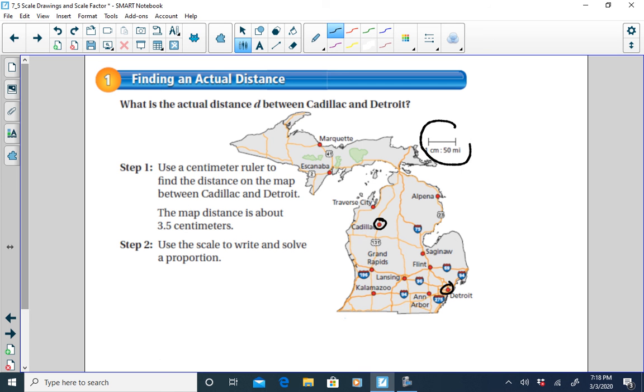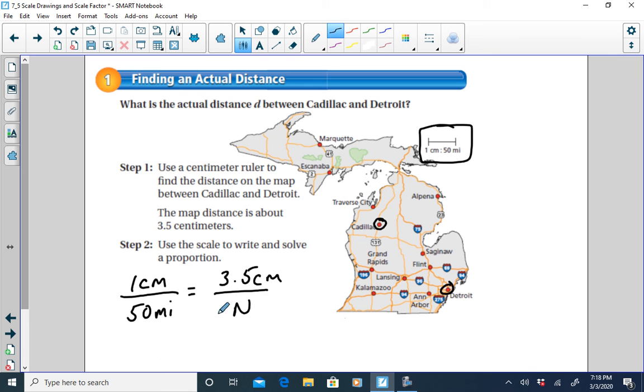Well, here's my scale up here in the top right hand corner. So I start with that scale that says that 1 centimeter is the same as 50 miles. All right. And then we're also given 3.5 centimeters. So because centimeters are in my numerator here, 3.5 centimeters is going to be in my numerator of the other ratio. We're looking for the actual distance, which will be in the denominator of that other ratio.